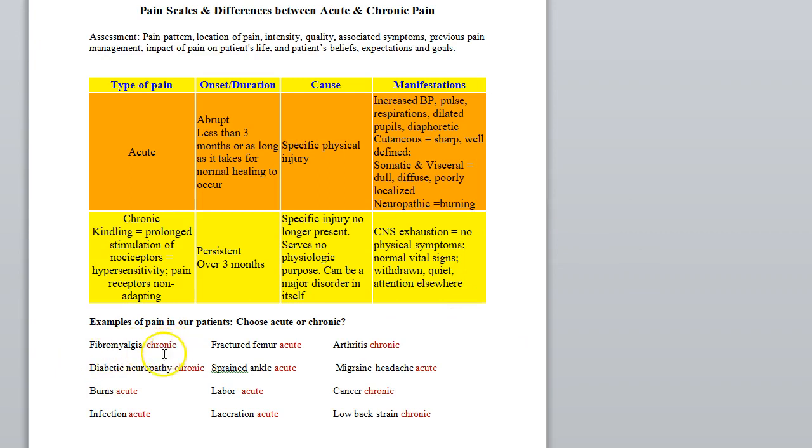And fibromyalgia is obviously chronic, diabetic neuropathy chronic, burns are acute, infection acute, fractured femur acute, sprained ankle acute, labor is acute, laceration acute, arthritis chronic, migraine acute, and cancer chronic, and low back pain chronic. And you could even see too, migraine headaches may even be chronic. People get them on a reoccurring basis. Okay? So, as I said before, those pain articles you're probably going to read in lab, or if you've not already done it today. I'm not sure if your lab was canceled today as well as your class being canceled this morning.